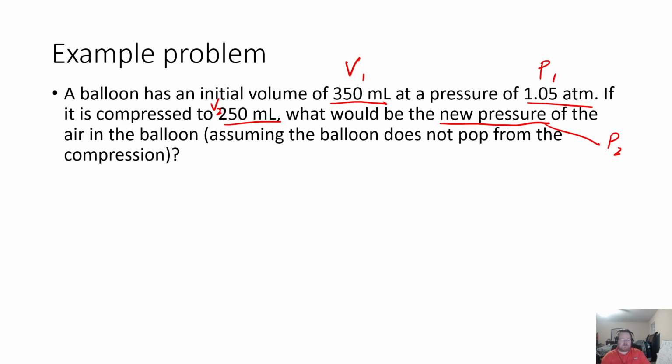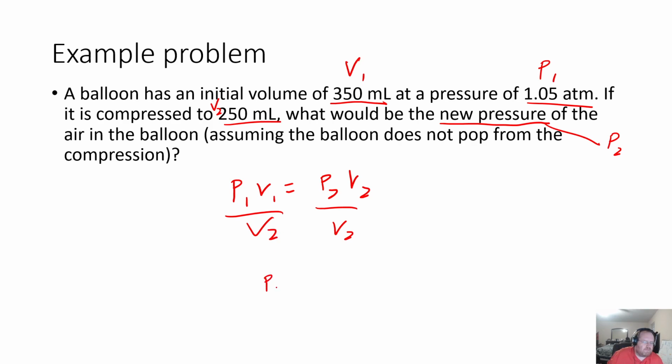Now, how do I solve this as a problem? Well, we have P1V1 equals P2V2. And I know I want to solve for P2. So divide both sides by V2. P1V1 over V2 equals P2.